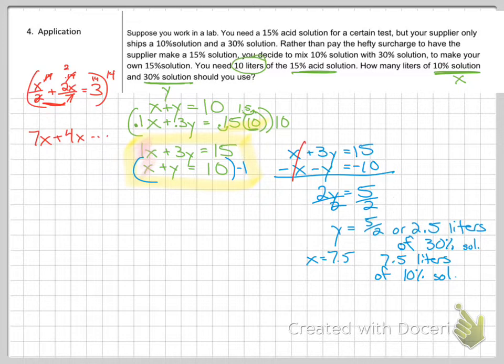This is not written as a point. I am solving a word problem, and I answer the word problem over here using words and labels, liters of 30% solution, etc. So hopefully this was a review of solving systems using substitution and elimination.